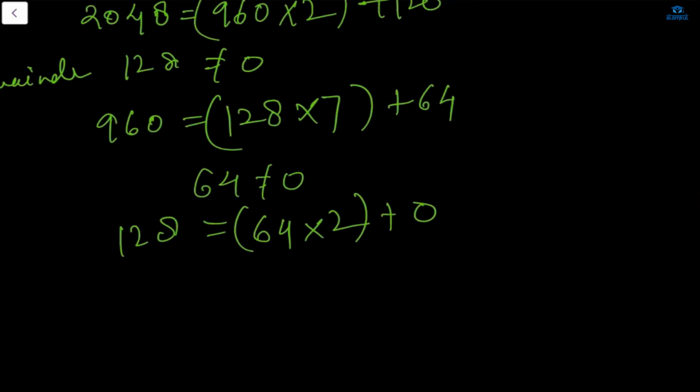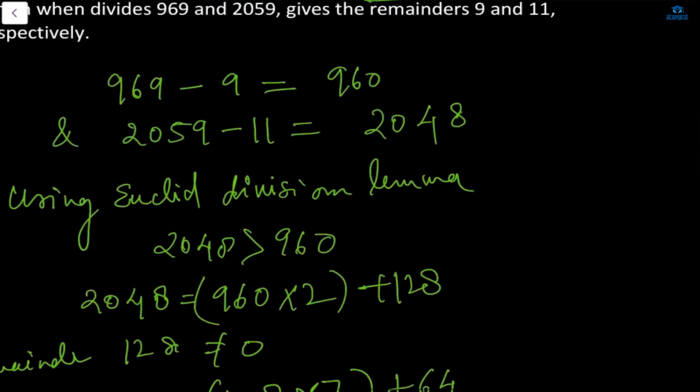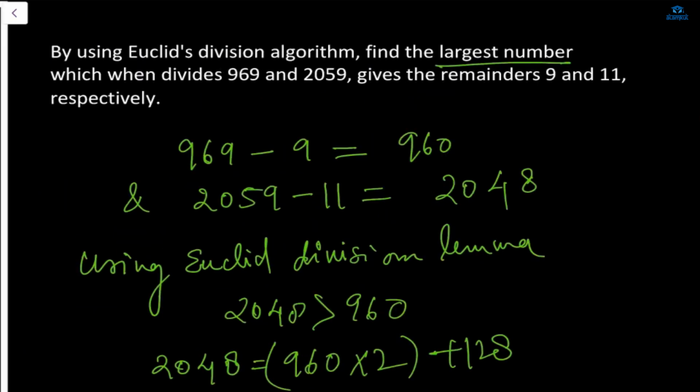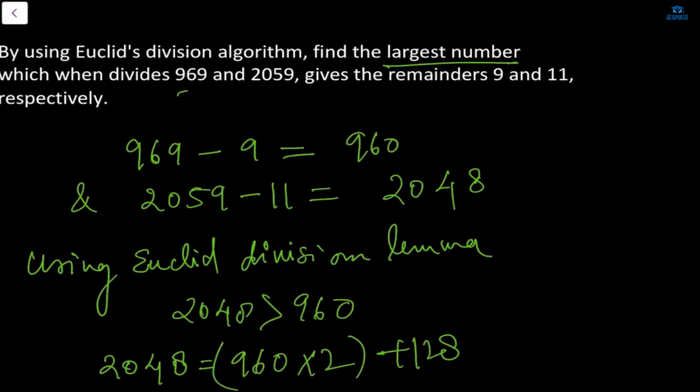When the remainder became 0, at what number? 64. Yes or no? Yes, ma'am. So the required number according to the question is 64. The largest number which will divide both these numbers and give the remainder 9 and 11 is 64.